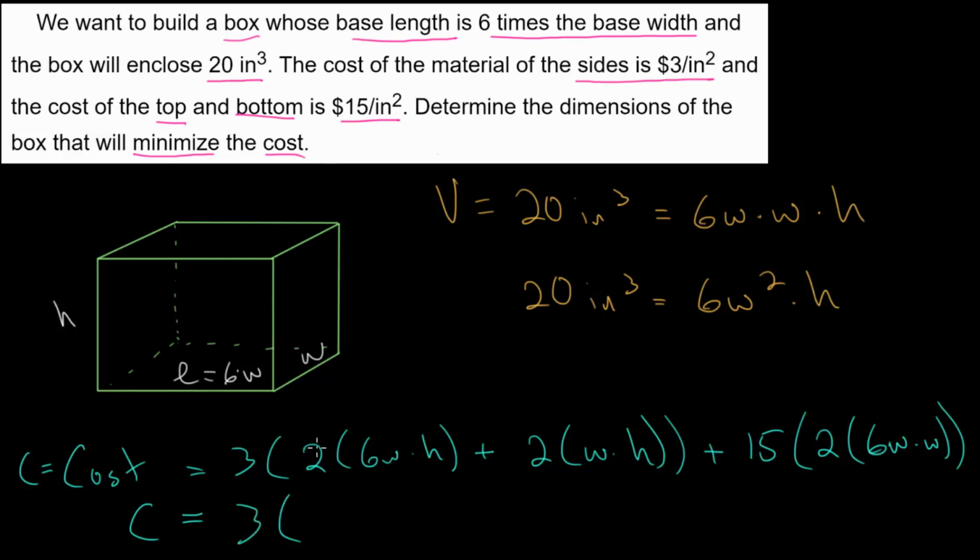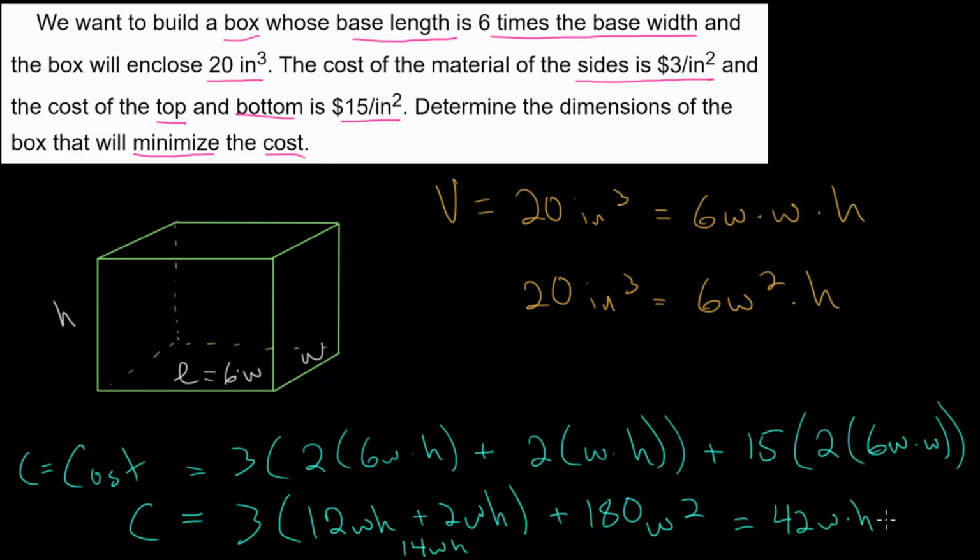Now, rewriting everything, this is 12WH plus 2WH. We can combine those. And over here, this would be 30 multiplied by 6, so that's 180 multiplied by W squared. And simplifying everything, this would be 14WH, but we're multiplying that by 3. That's 30 plus 12, so we get 42 W times H plus 180 multiplied by W squared.